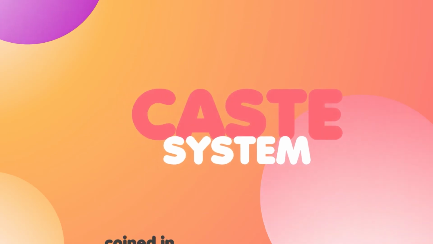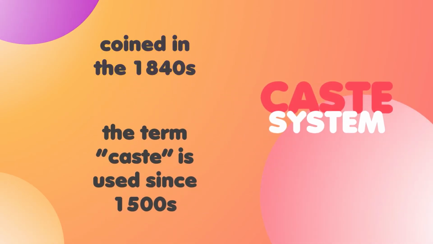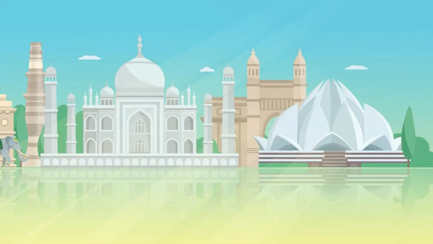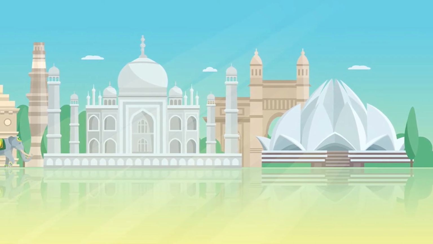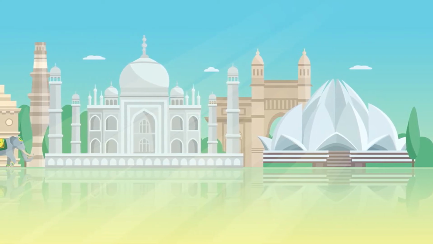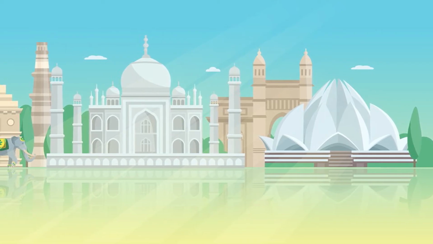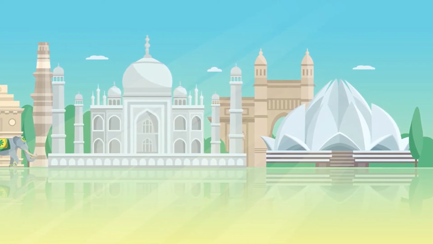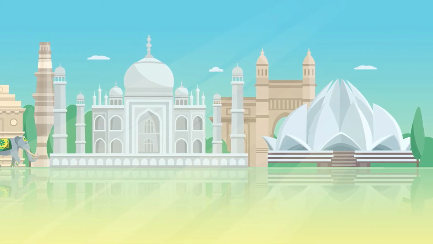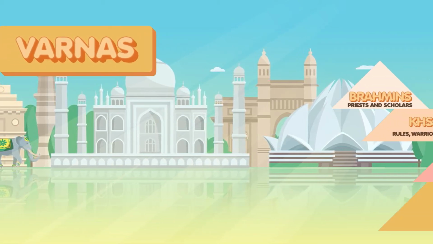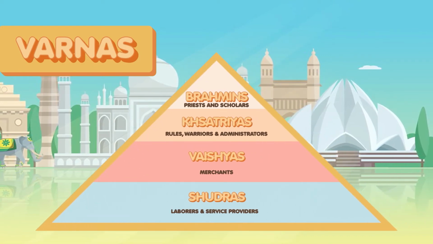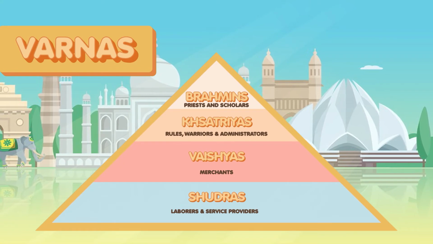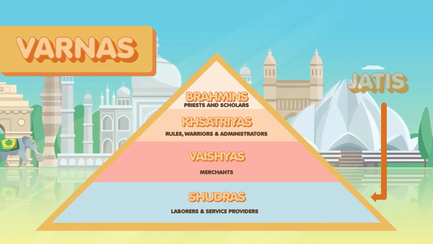The term caste system was coined in the 1840s, but we've been using the term caste since the 1500s. You may be familiar with India's caste system, but caste systems exist all across the world, where people are born into a place and social mobility is difficult to attain. The traditional caste system contains four large divisions called Varnas: Brahmin, Kshatriya, Vaishya, and Shudra. At the community scale, these Varnas contain hundreds of smaller groups known as jatis.